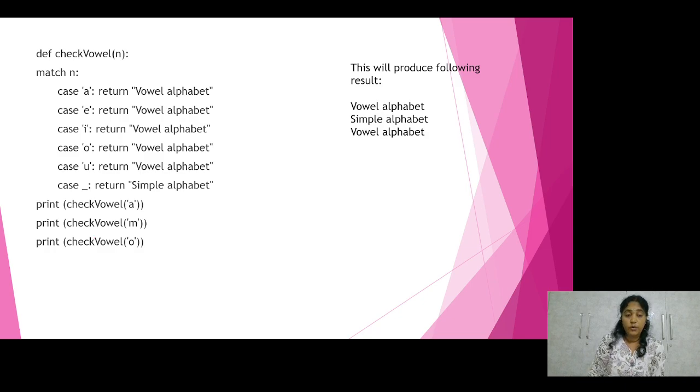And one more advantage: to do matching like in C, we have the switch statement. Similar to switch, we have match in Python, that is match case. Let's say it is function based. Check vowel. Let's say you are passing A as argument. So A goes to match A, so it goes to case A, and it returns "vowel alphabet". For M, it directly goes to the perfect match. Is M available anywhere? No.